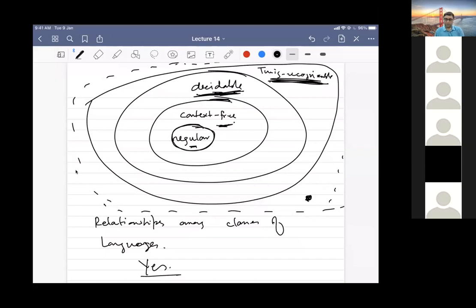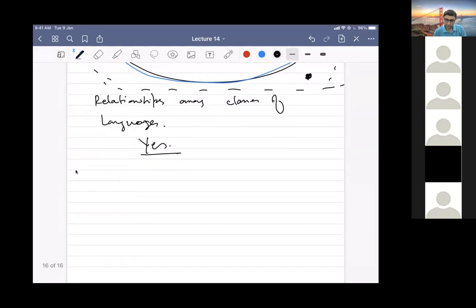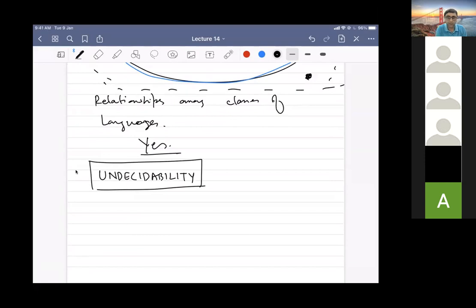And we will see that all these languages within Turing recognizable form a set, but all the languages outside this blue set are bigger. Even though we might think that maybe it's smaller, that there are just a few cases, no, it's not true. We will figure it out later. For that, we will start a topic which we call undecidability. We will start talking about undecidability from Monday next week.